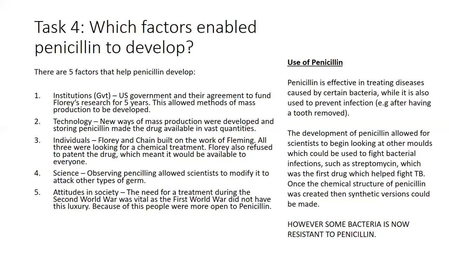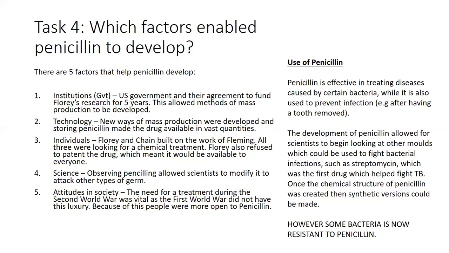Now, penicillin can be used mainly to treat diseases caused by certain bacteria. It's also used to prevent infections. So if you have a tooth removed, you might be given penicillin to prevent an infection occurring. The development of this drug allowed scientists to begin looking at other moulds which could be used to fight bacterial infections, such as streptomycin, which was the first drug which helped fight tuberculosis. Once the chemical structure of penicillin was made, then synthetic versions could be made. So alternative fake versions could be made.